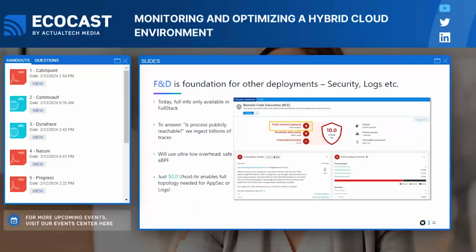Foundation and Discovery is one thing that we wanted to introduce because it opens up the use cases for other deployments like security, like logs, for example. So today, where you might be running things like security in a full stack mode, we now have the ability to look at the environment as a whole. You're not leaving yourself vulnerable to open breaches, hacks because of unmonitored or non-monitored hosts. And it just at that price can help you to close those gaps in your environment, helping you to obviously better optimize your hybrid cloud environment.